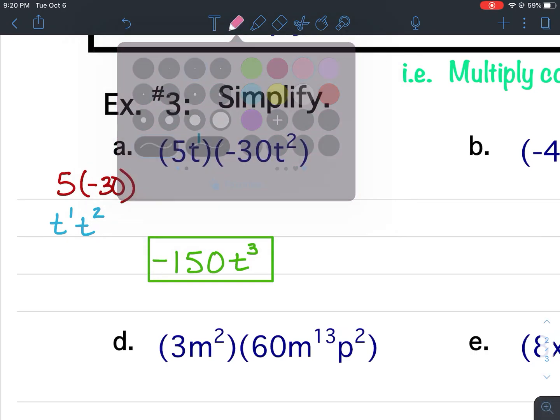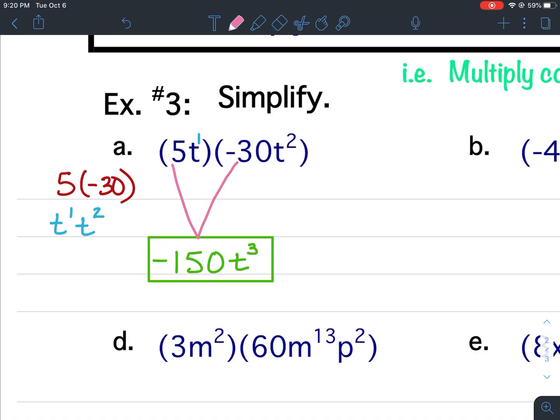So don't write this down, but I multiplied those two together to get my 150, and then I added these exponents to get my variable term. Multiply the coefficient, add the exponents.